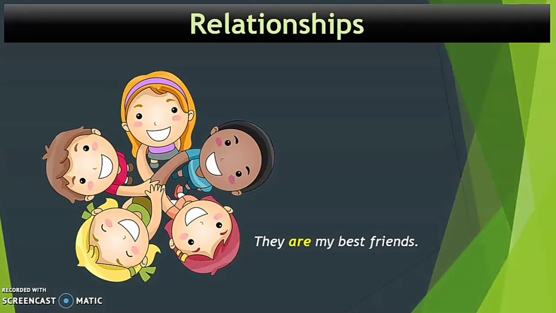The next use is to show relationship. We use be to talk about how people are related to each other. For example, they are my best friends. He is my first cousin. Are you her sister?